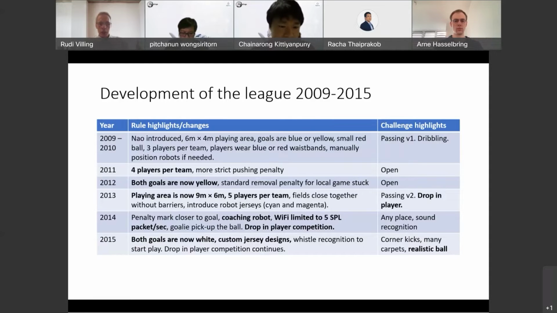2015, the goals were changed to white. So now all of the features on the field are white. So the lines are white, the goals are white. We have custom jersey designs at this point as well. So in general, the environment is getting more complicated for the robots to work with. On the challenges side, you can see that there was development of corner kicks, starting to explore different carpets, and exploring a realistic ball, which first appeared then in 2016.